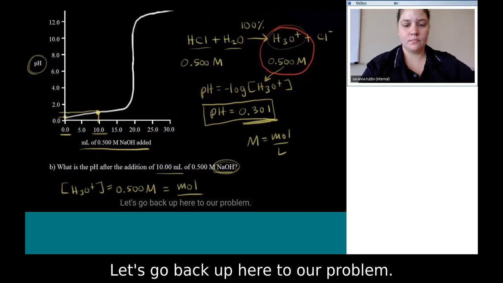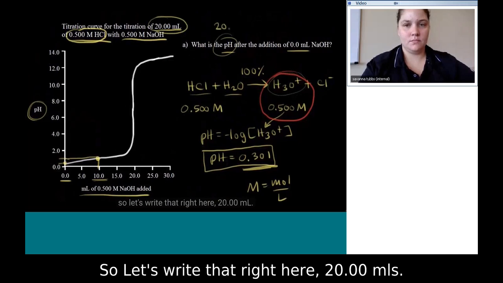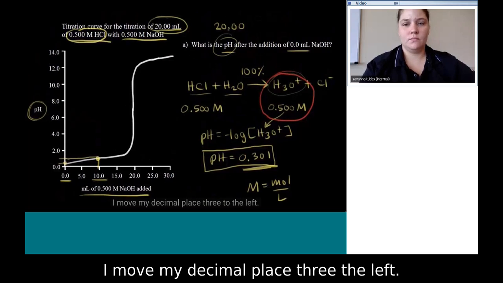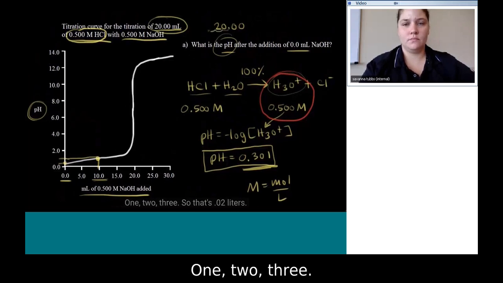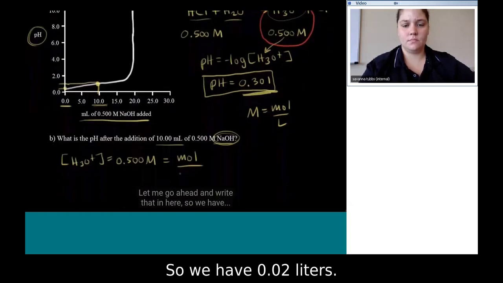So what was the original volume of acid that we started with? Let's go back up here to our problem. We started with 20 milliliters, right? So let's write that right here, 20.00 mLs. If I want to convert that into liters, I move my decimal place 3 to the left. 1, 2, 3. So that's 0.02 liters. So let me go ahead and write that in here. So we have 0.02 liters.